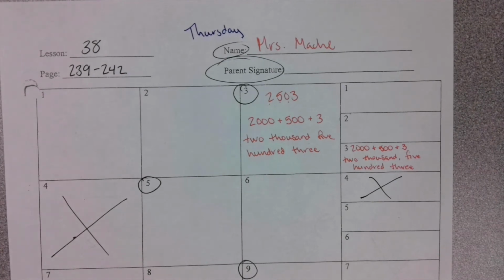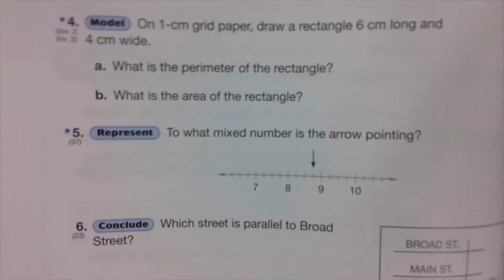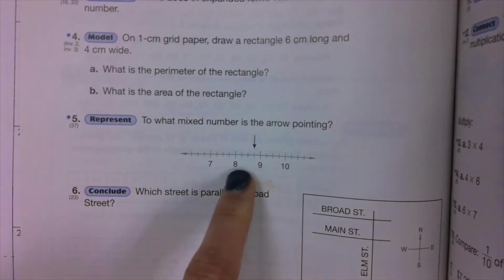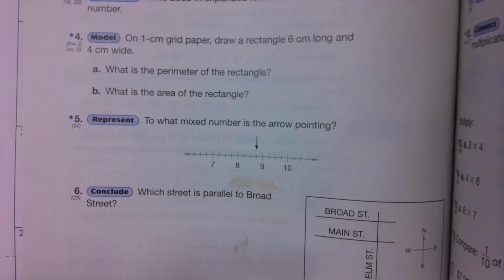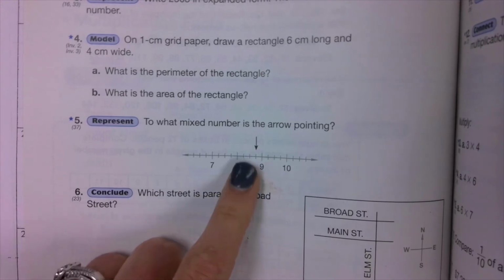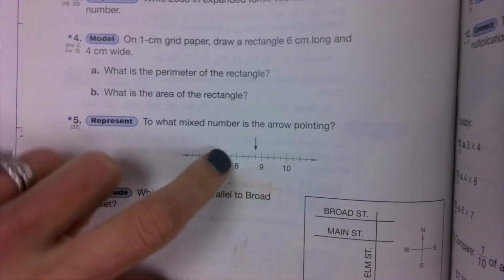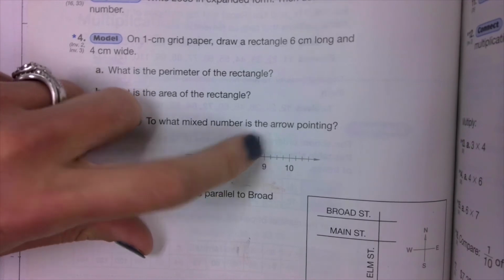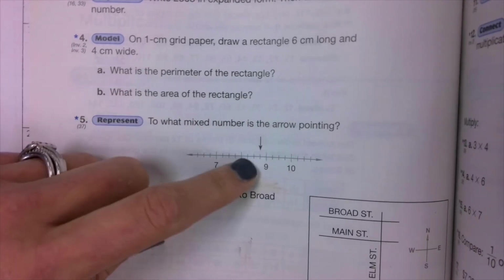Number 5. What mixed number is that arrow pointing to? Well, if you look here, we're between the 8 and the 9. So we got to use the 8 and then count those spaces. We're at 1, 2, 3, 4 spaces. And then which space are we looking at? The first, second, third. So we get 8 and 3/4.